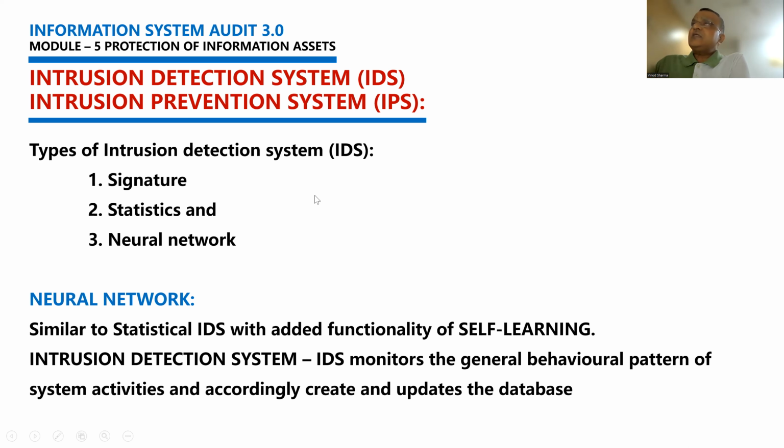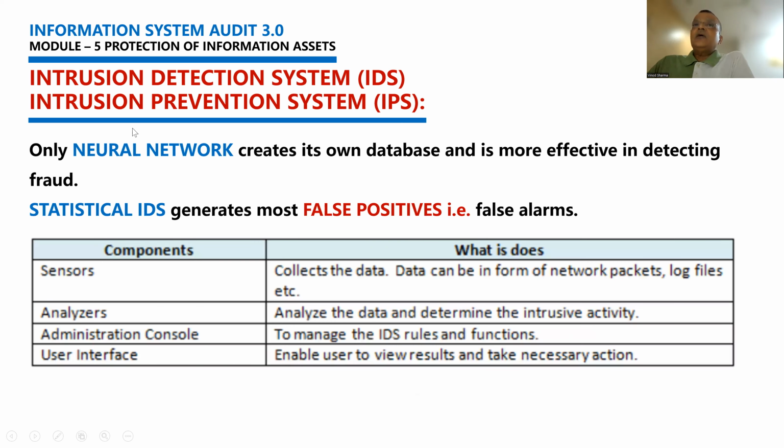Again, always remember, these intrusion detection systems are preventive control measures. They will not do anything. They will only raise a red flag or alarm or warn the system user. Only the neural network creates its own database and is more effective in detecting frauds.